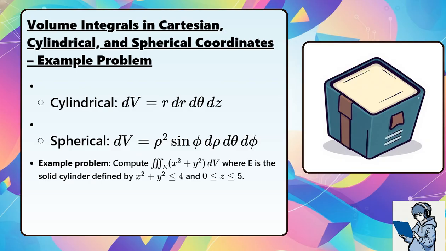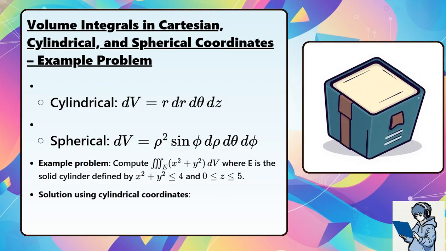Example problem. Compute the triple integral over E of x squared plus y squared dV, where E is the solid cylinder defined by x squared plus y squared less than or equal to 4 and 0 less than or equal to z less than or equal to 5.